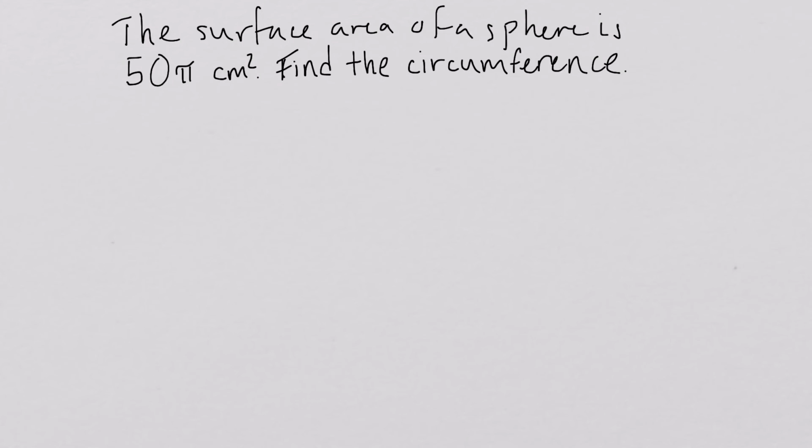Okay, we got 3 more and we're done. The surface area of a sphere is 50 pi centimeters squared. What's the circumference? All right, so I need both formulas for the surface area and the formula for the circumference. That way I can figure this out. So surface area is a sphere, so 4 pi r squared. So the surface area is 50. 50 equals 4 pi r squared. So using this, I can figure out r.